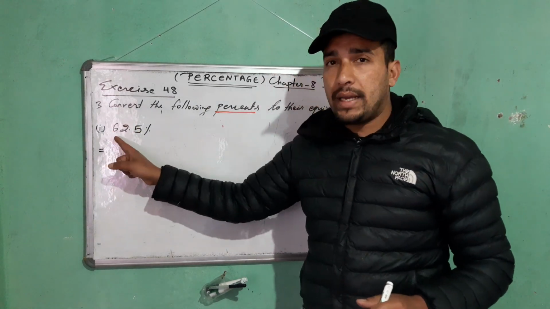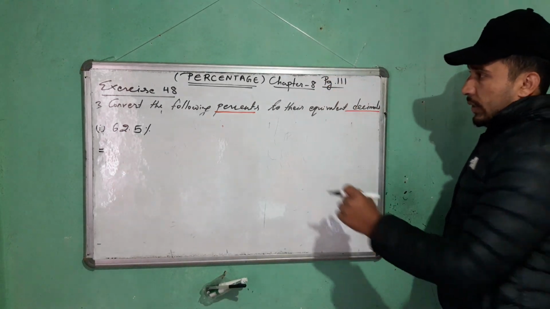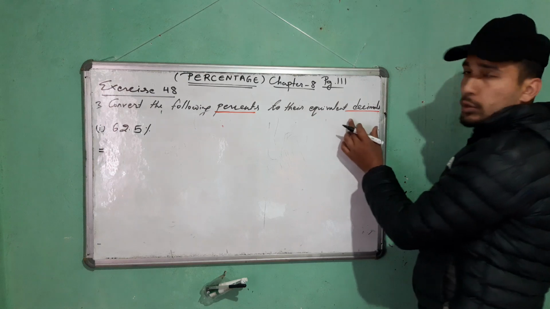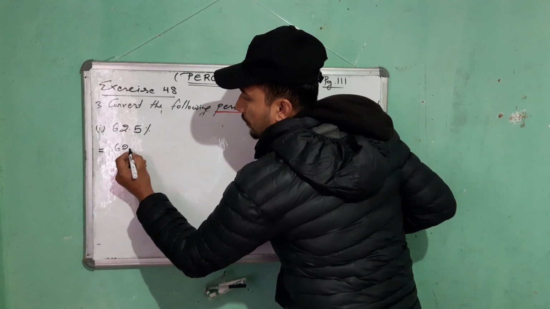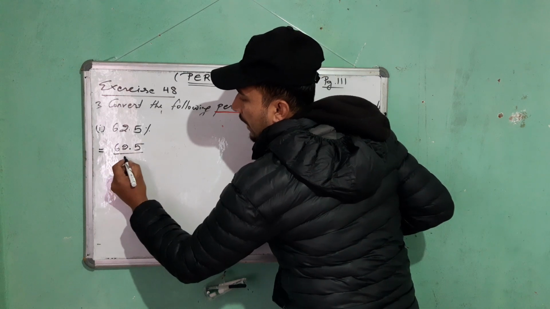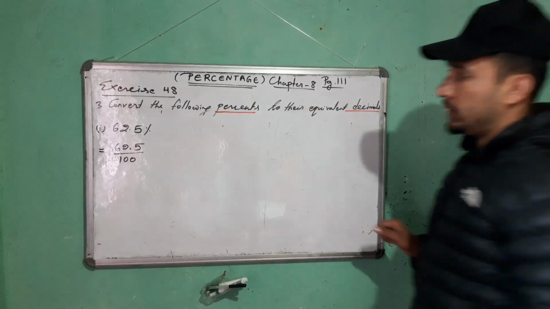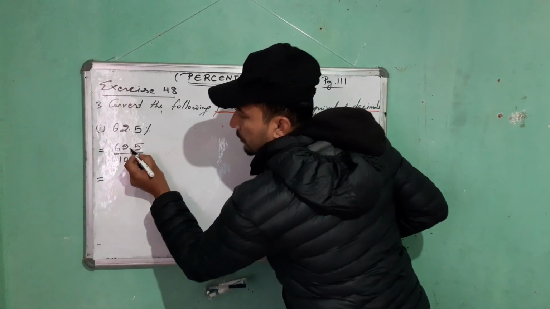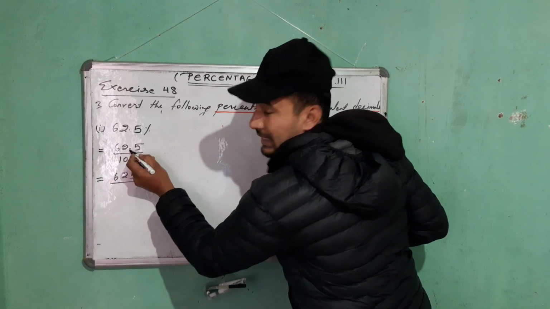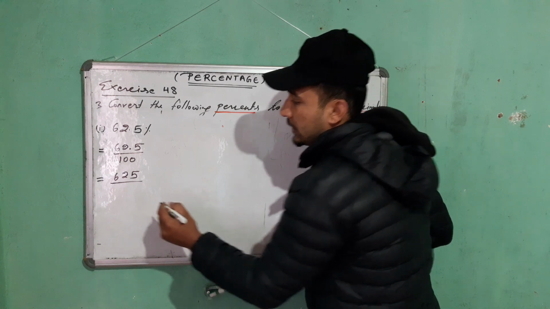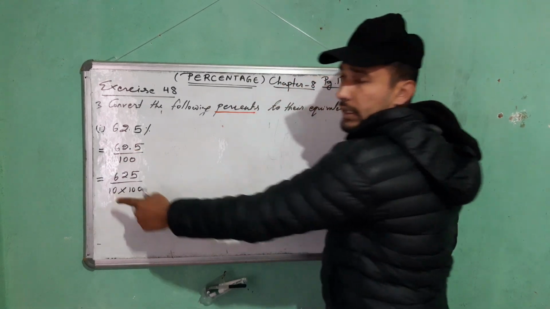Question number 3, part I, I'll teach you. Since it is given in decimal, I'll teach you one question. You have to convert the percentage to an equivalent decimal. So it will be 62.5 upon 100. If you remove this percentage, you have to divide by 100. So remove this decimal also: 625. This decimal is in the tens place, so divided by 10 into 100.